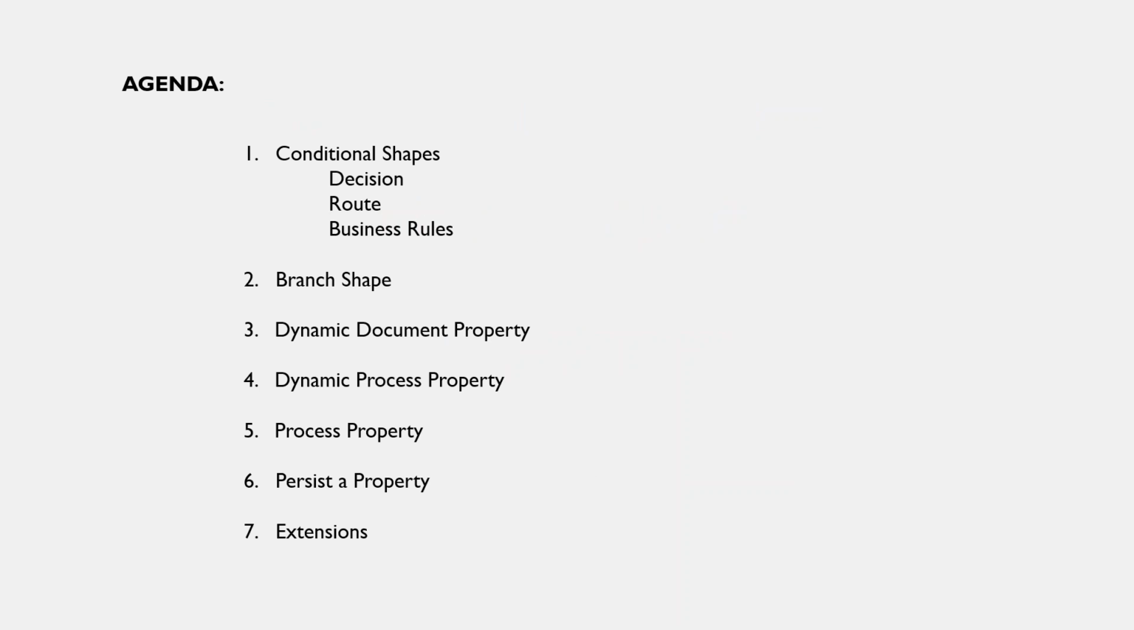The agenda plan for today is we'll look into a few conditional shapes: decision, route, business rules, branch shape. We'll then discuss properties, which is a very important concept. We'll try to set dynamic document property, dynamic process property, and process property. We'll also persist a property value. We'll then see the extensions concept, right?